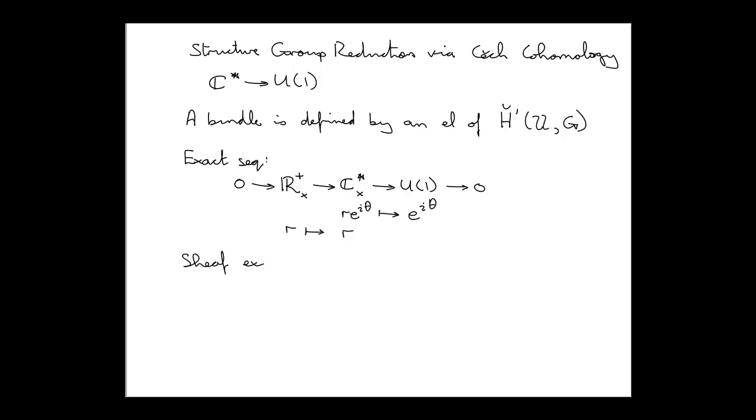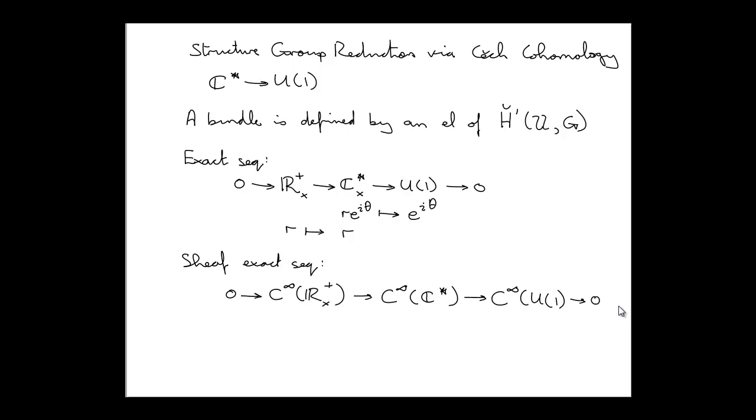From that we can create a sheaf exact sequence, and the sheaf exact sequence is simply taken by taking the above exact sequence and turning everything into C infinity functions. So 0 goes to the sheaf of C infinity functions on R, goes to the sheaf of C infinity functions on C star, goes to the sheaf of C infinity functions on U1. And that's a sheaf exact sequence.